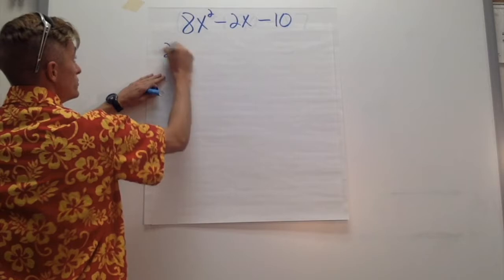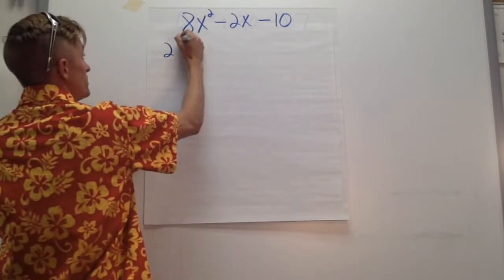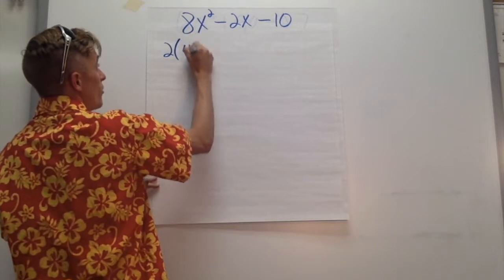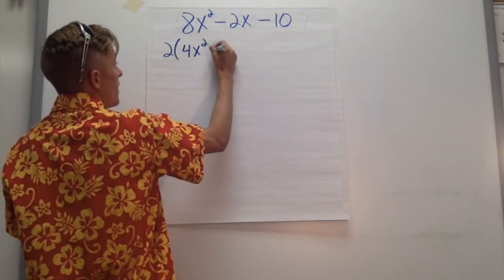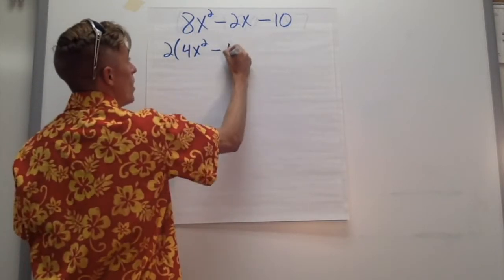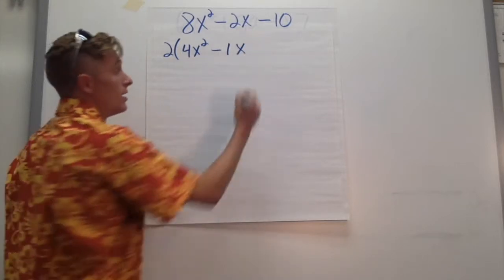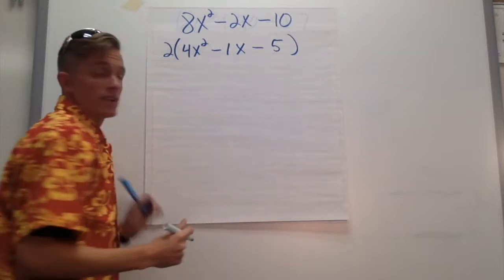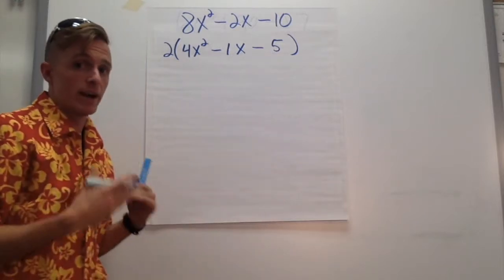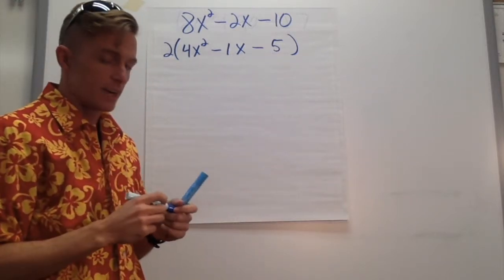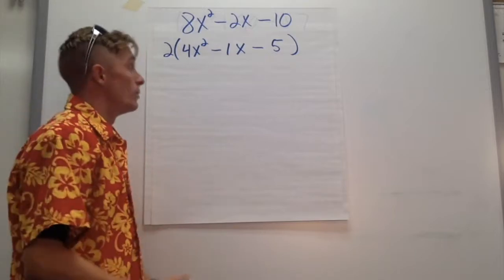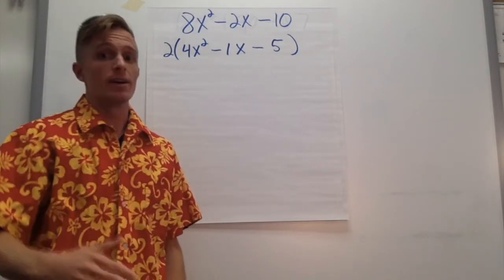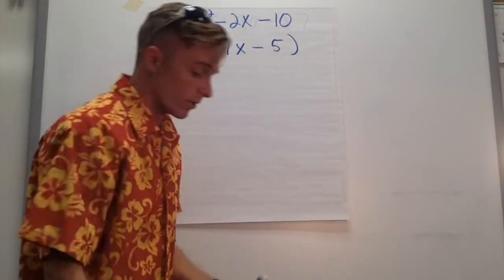So, 2. Took it out. So let's see what happens when we take a 2 out. Well, that becomes a 4x squared minus 1x minus 5. All I did is I took a 2 out by division, so you divide everything by 2. All right? Now, what we do is we bottoms up. Nothing changes from yesterday. We do the same steps, so follow along with me.